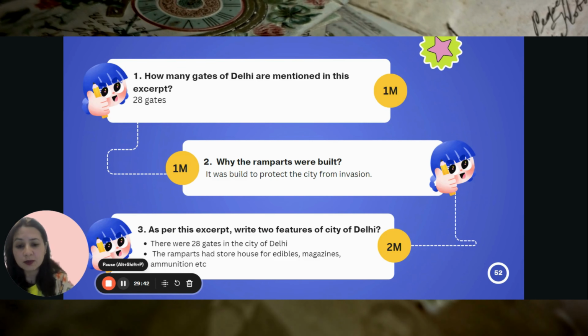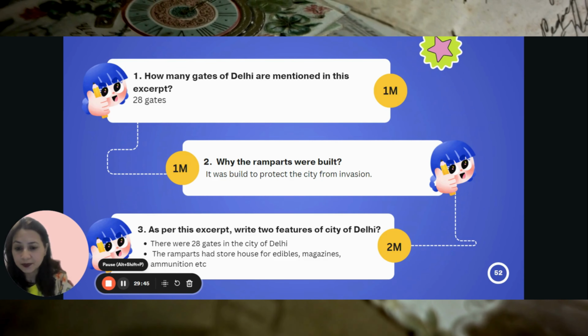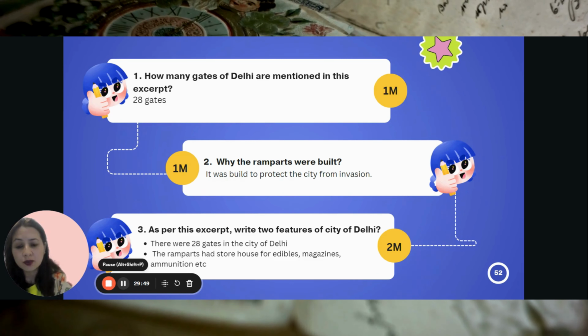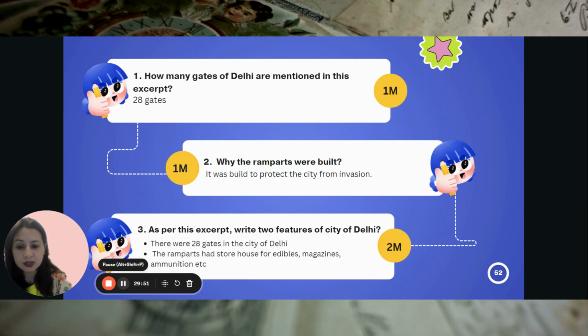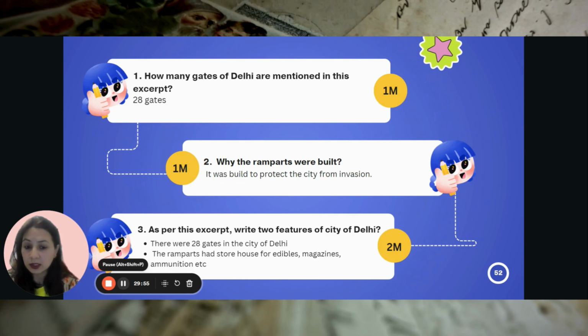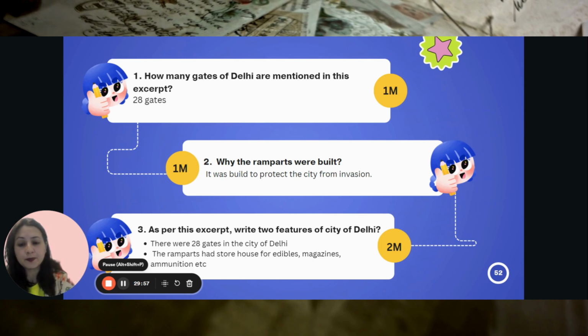As per this excerpt, write two features of the city of Delhi. So there were 28 gates, there were ramparts, they had storehouses for edibles, magazines, ammunitions. Then about the markets also we can write down here. We can also write that this city was very populous.